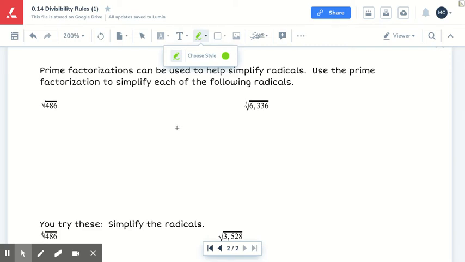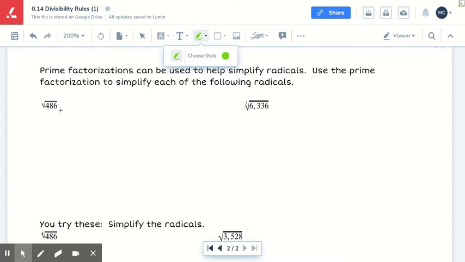Now we're going to use a prime factorization to help us simplify radicals. So for each of these, I'm going to do a prime factorization on the number that's inside the radical, the radicand. So I'm looking at 486. I'm going to go through my rules. And again, I want to start with the larger numbers because it'll get me to my answer quicker.